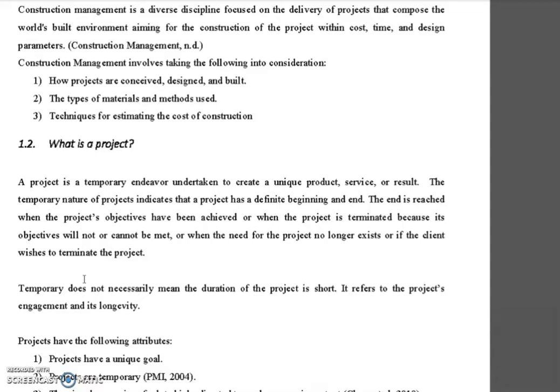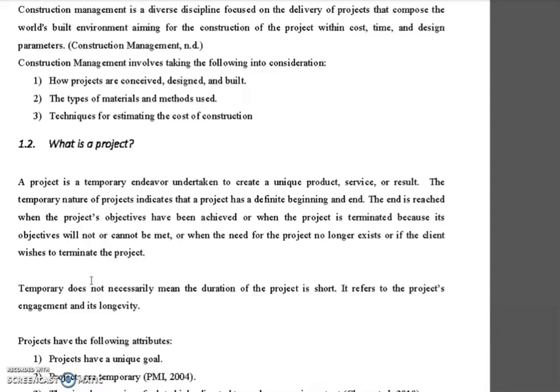So this is why the projects are also unique. Even if we have the same design, we will not have the same place. Even if we have the same place, we will not have the same time, and so on and so forth. So everything will be different. So, to create a unique product, service, or result.